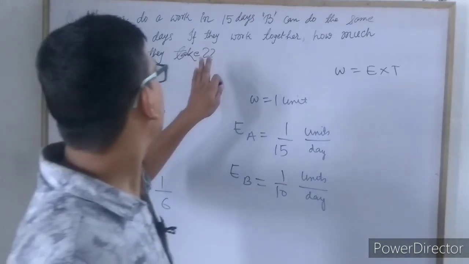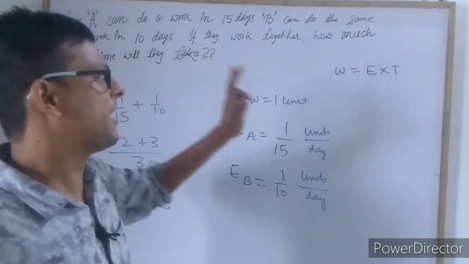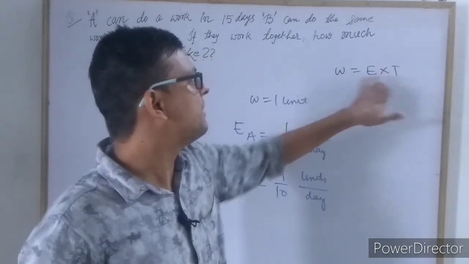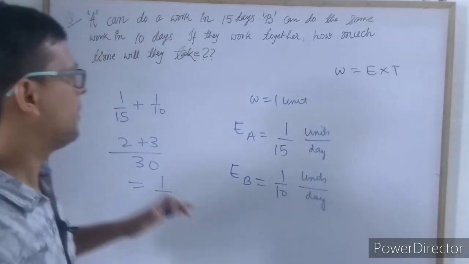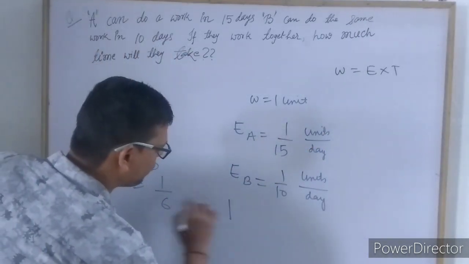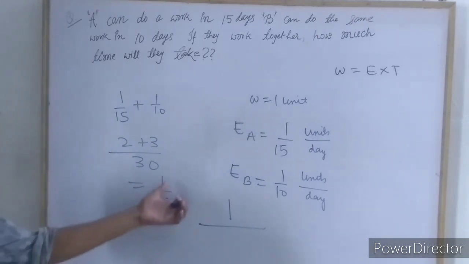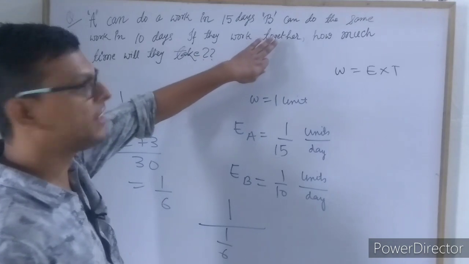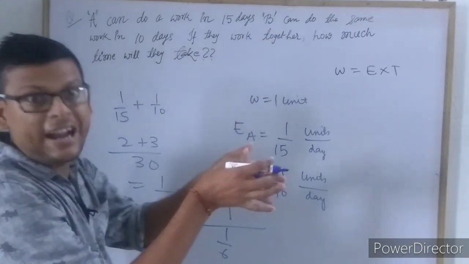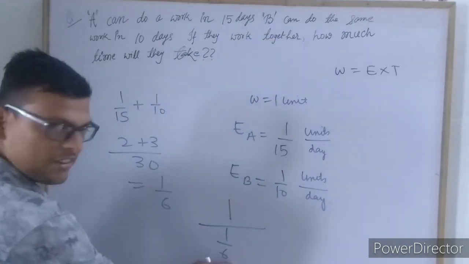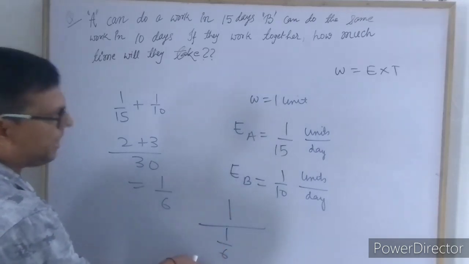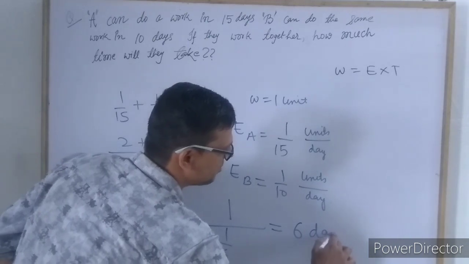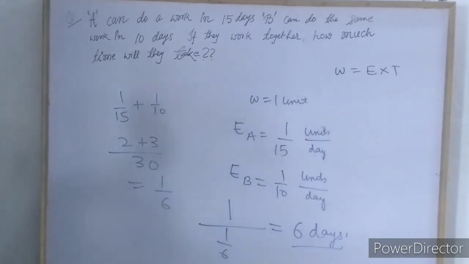Now my question is, how much time will they take together? So time can be written as work by efficiency. My work is 1 unit and my efficiency is 1 by 6. Since the question is asking how much time they will take if they work together, I will take their combined efficiency. Their combined efficiency is 1 by 6. Work by efficiency, 1 by 1 by 6. So my answer is 6 days. Okay.